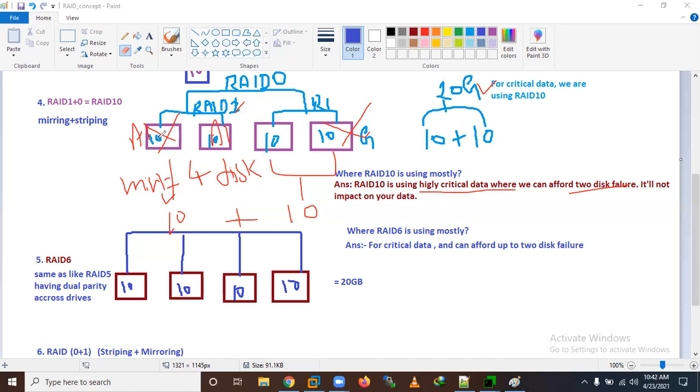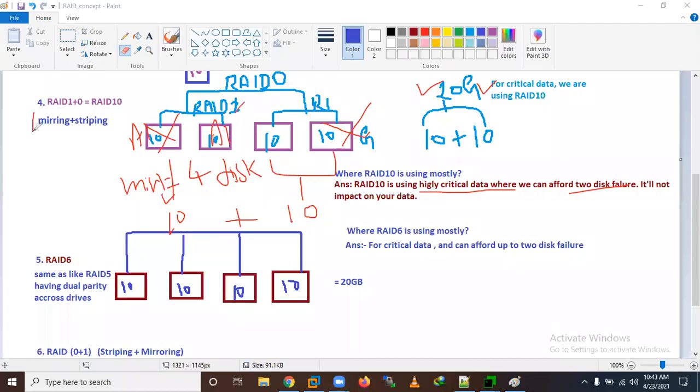So if it is 100, how much will we get? Only 200 GB data here. For example, we have taken 10, 10, 10, 10, so we'll get only 20 GB data here. So RAID 1 plus 0 is used for mirroring plus striping.